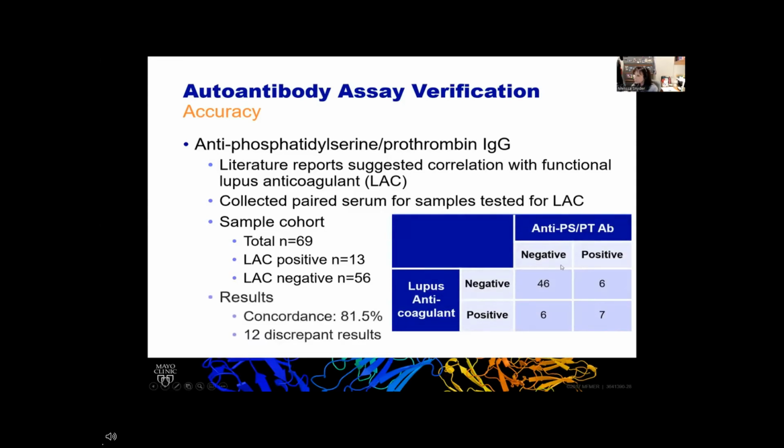Again, we had an overall concordance of about 81.5%, which are shown here with these samples. However, we had a fair number of discrepant samples. There were 6 samples, and they were discrepant in both directions, meaning that we had 6 samples which were positive or showed the presence of a functional lupus anticoagulant where the PSPT was negative. On the other hand, we had several samples which were positive for phosphatidylserine prothrombin, which were negative for a functional lupus anticoagulant.